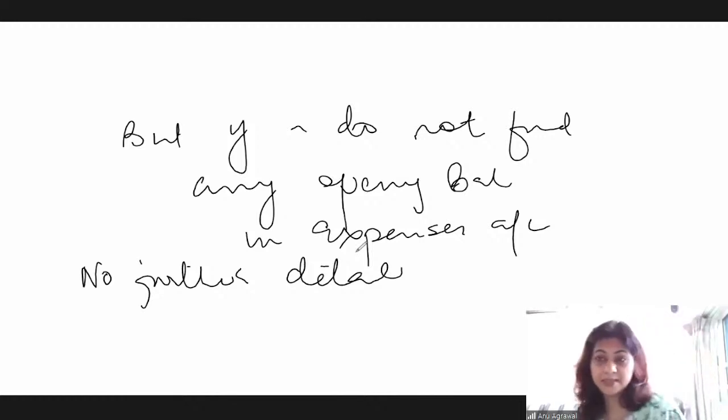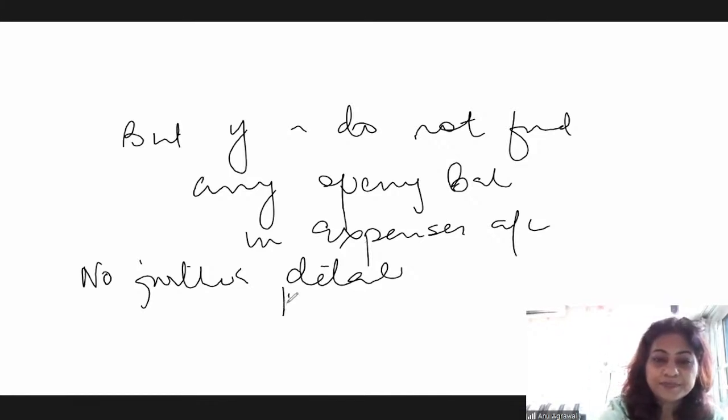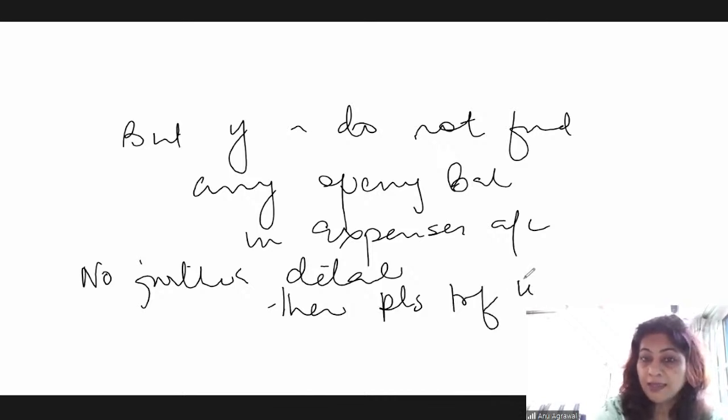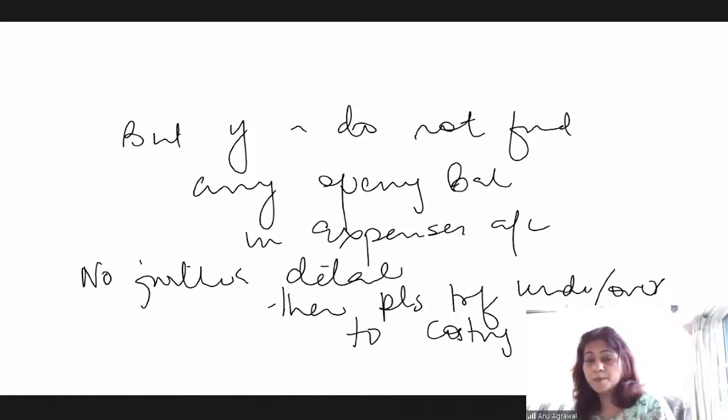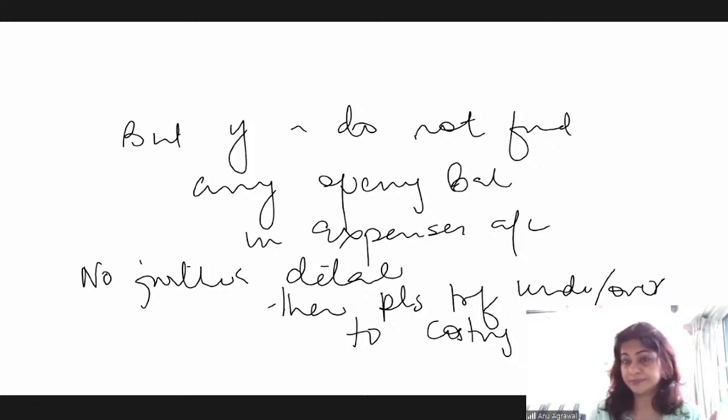Now, when I say further detail, it means that we try to find out how much is due to normal reasons and how much is due to abnormal reasons. No such details are given. Then please transfer under and over absorption to costing P&L account. I hope I'm very clear. This is the crux. Okay, so with this, now I go back to the question.